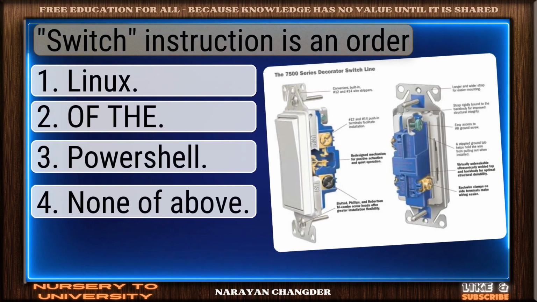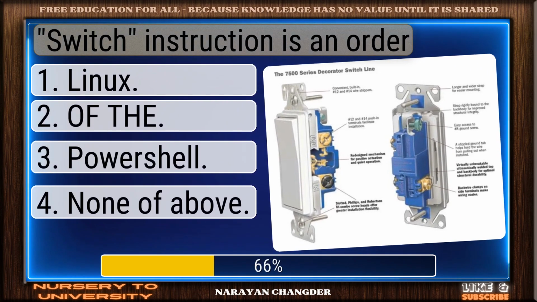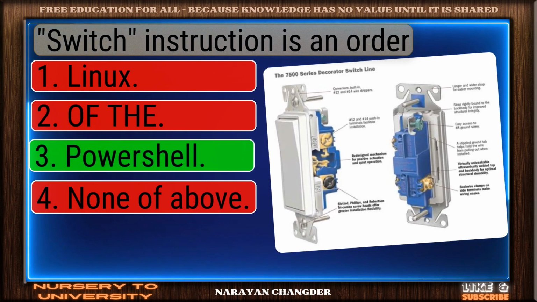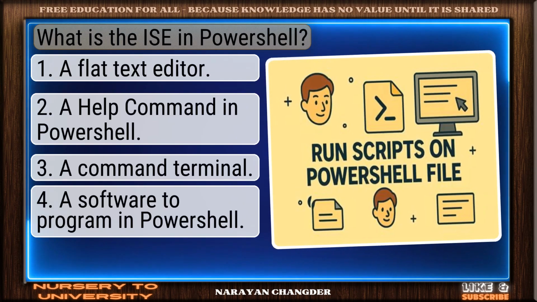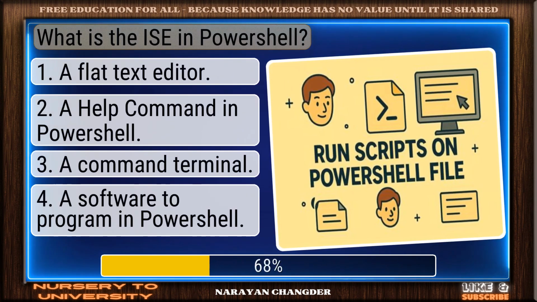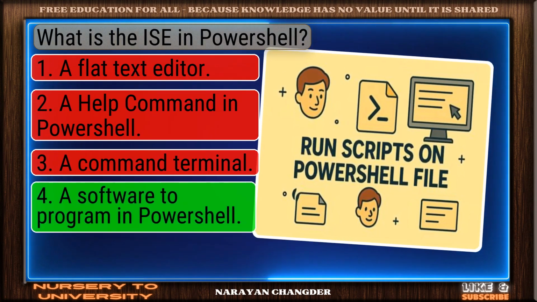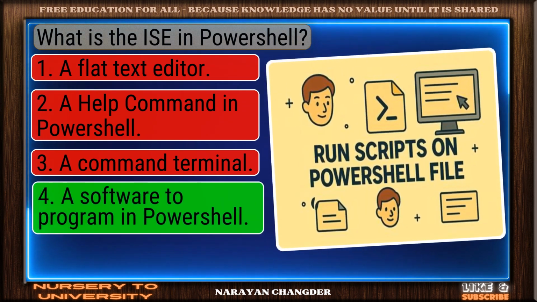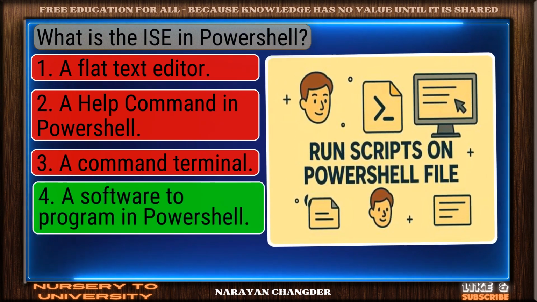Question number 74. Switch instruction is an order. Sharp thinking. PowerShell is the right choice. Question number 75. What is the ISE in PowerShell? Clear logic. Your choice A software to program in PowerShell is sound and 100% true.